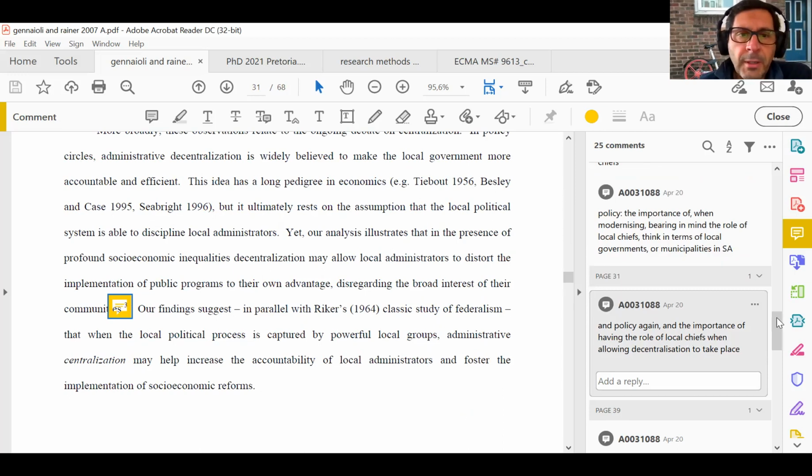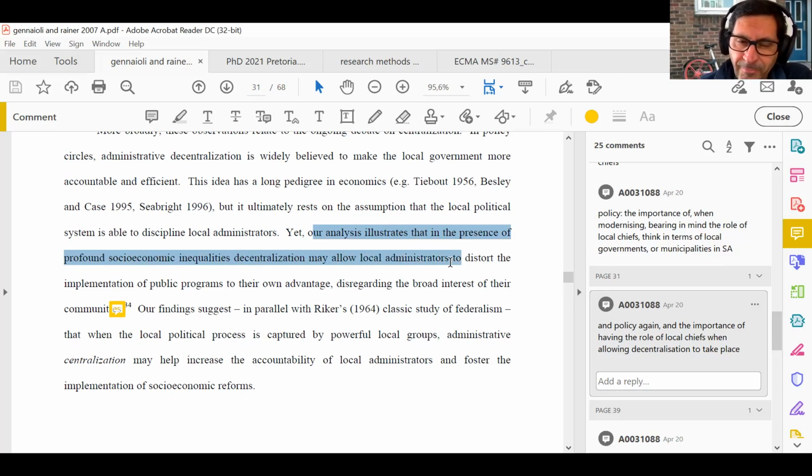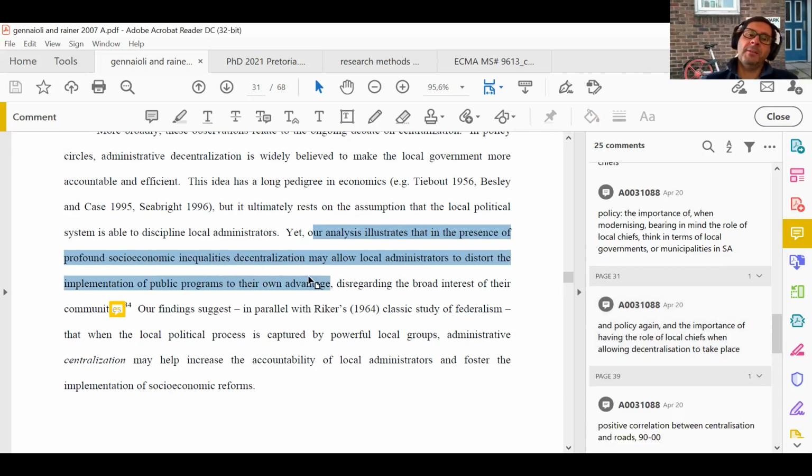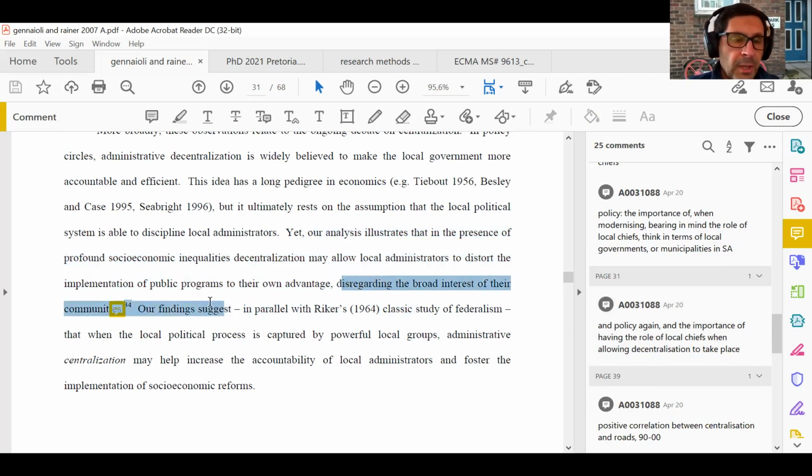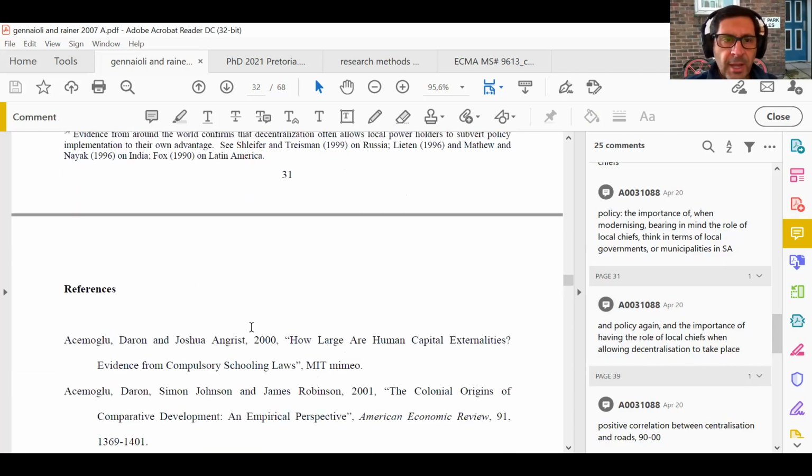goods. Their analysis illustrates that in the presence of profound socioeconomic inequalities, decentralization may allow local administrators to distort the implementation of public programs to their own advantage. Does it sound familiar? Disregarding the broad interests of their communities. Okay. What else did I find interesting? I think that is it.